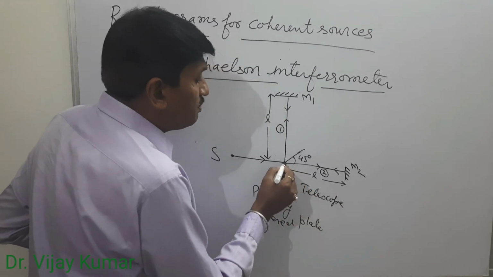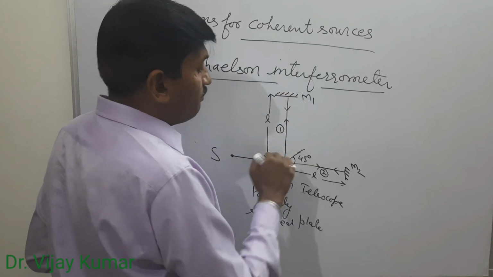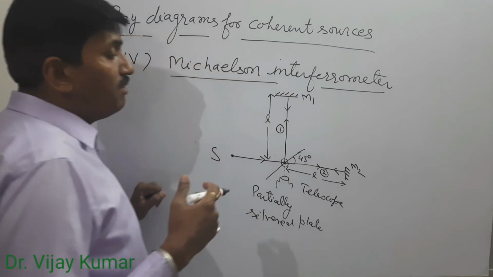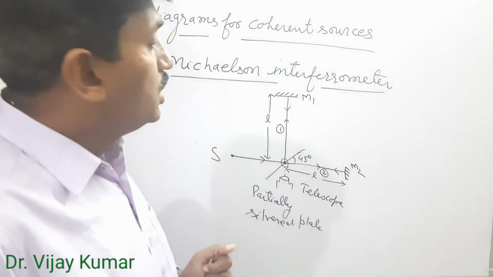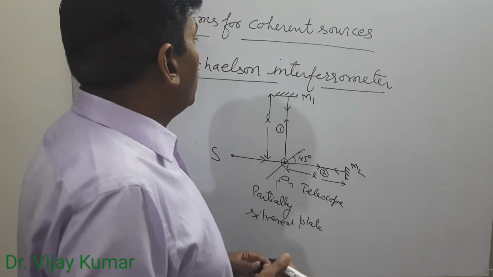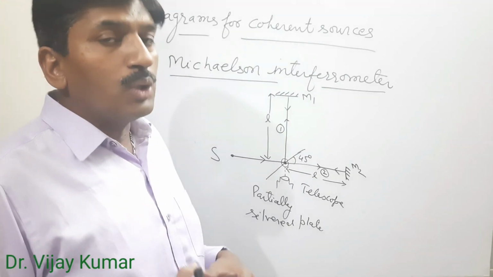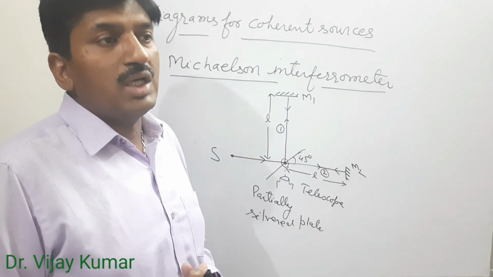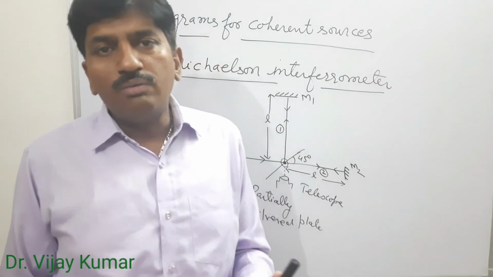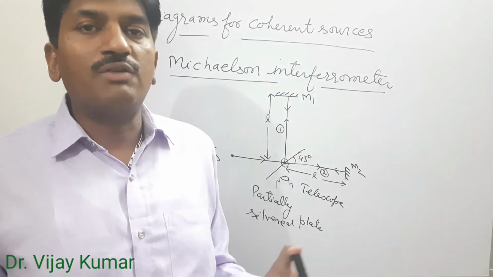So at this point the rays are coming from mirror M2 and mirror M1. So for this point, mirrors M1 and M2 behave like coherent sources. So in this method the coherent sources are M1 and M2, and these are the 5 methods by which we can produce coherent sources. We can produce coherent waves, and any method we can use for the phenomena of interference.